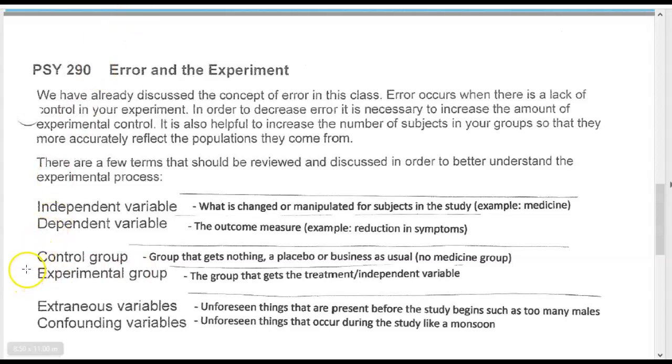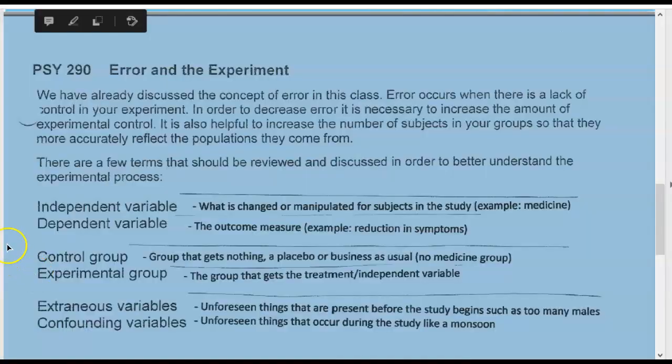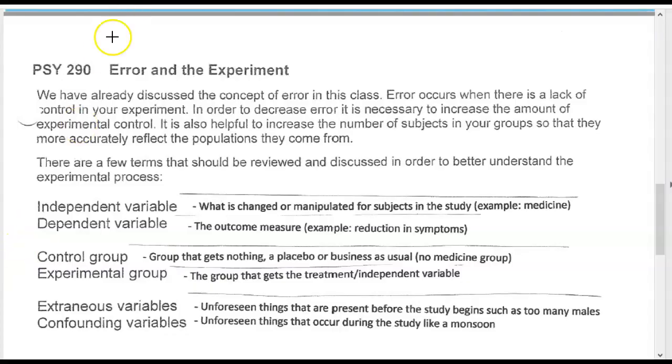Experimental group. This is the, oh, there I did it again. Messed up, same mistake. Let me pull the pencil down. Do it the right way. There we go. The experimental group. This is the group that gets the independent variable. So in this case, they would get the medicine.